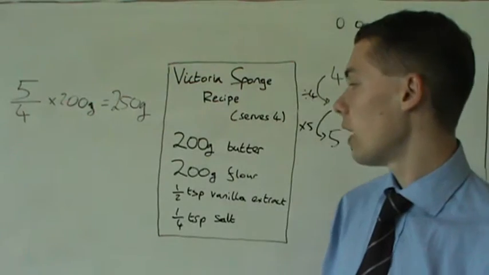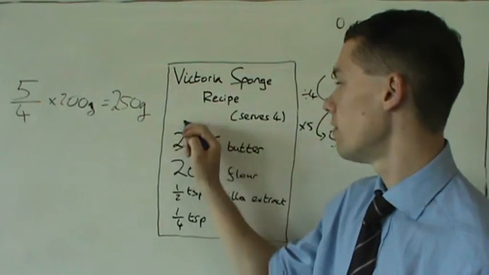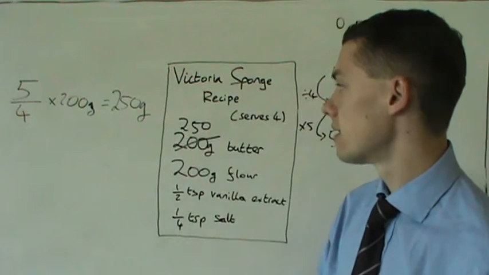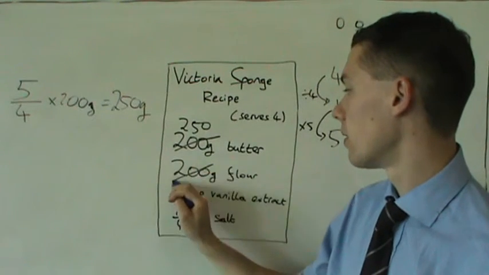So we've now worked out that rather than needing 200 grams of butter, we'd need 250 grams of butter. In the same way, rather than needing 200 grams of flour, we'd need 250 grams of flour.